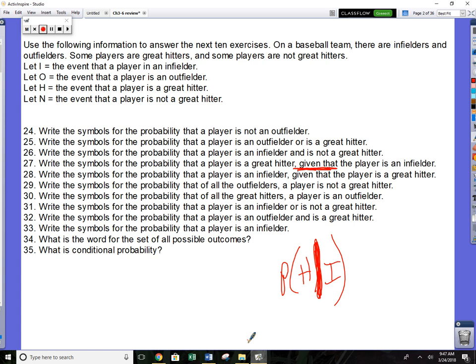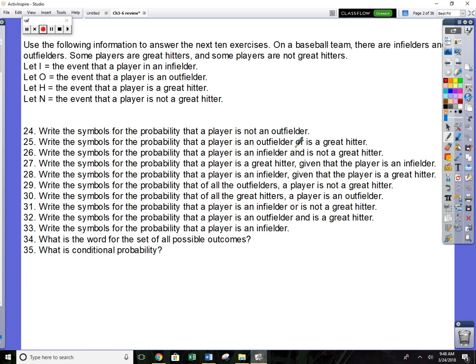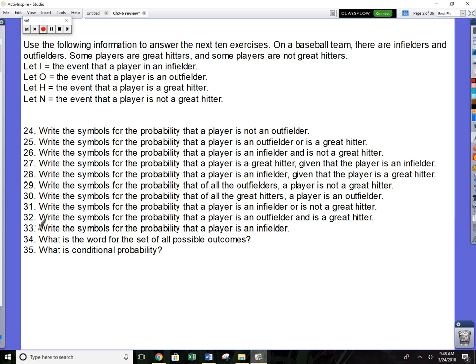So let's see, let's skip. We're going to save time because they're not bad. Maybe 34. What's the word for the set of all possible outcomes? That one is called a sample space. That includes every imaginable scenario.